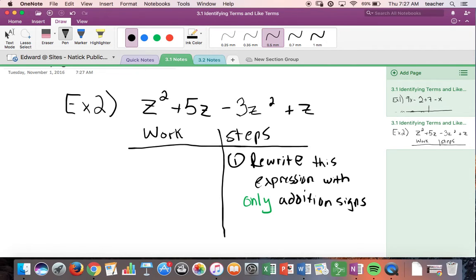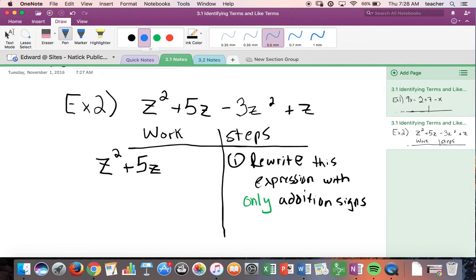So the way I do that is I look at the first term, z squared, and I say to myself, okay, there's no plus or minus sign here, so it's going to stay as z squared. Then I have an addition sign that comes after it. This addition sign is already an addition sign, so there's no point in changing it, so we leave it the same. And then we add our 5z next to it. Ooh, ugly. Hold on. Better. Next we have subtracting 3z squared.